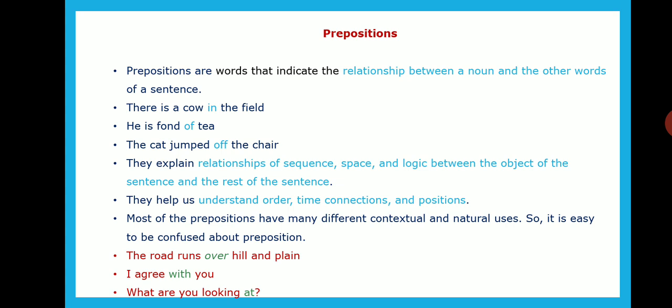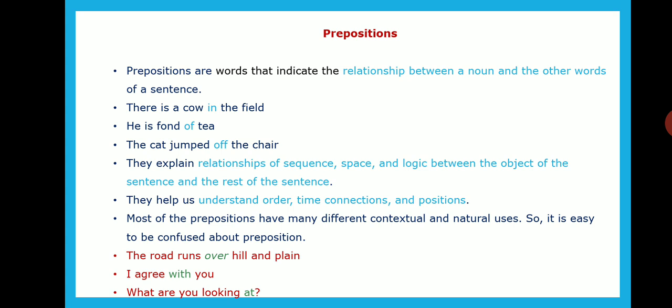There is a cow in the field. In this sentence, the word in is the preposition. It shows the relation between two things. What are the two things? Two nouns in the sentence. Yes, correct, cow and field. Cow is a noun, field is a noun. So here in is the preposition that shows the relation between cow and field.